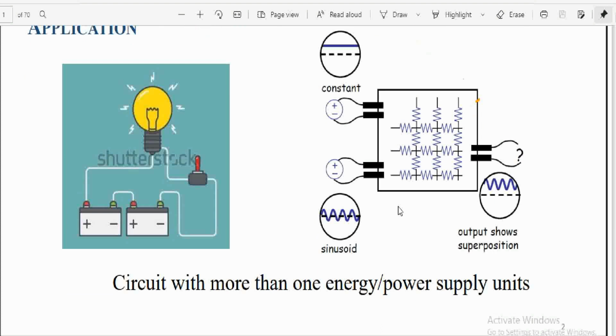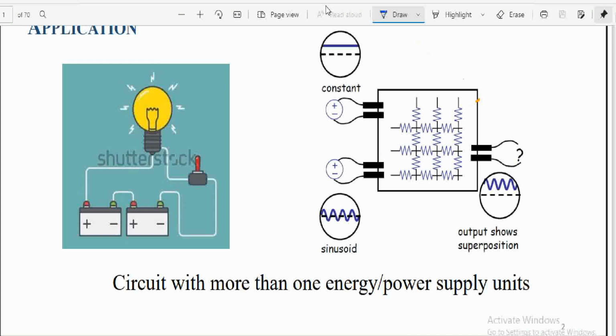So a circuit with more than one energy or power supply unit. When we use superposition theorem, a circuit which contains more than one energy or power supply unit. In the figure you are having some circuits. In those circuits, here you are having two batteries and here you are having two supplies. So one is supplying a DC voltage and this is called an AC.